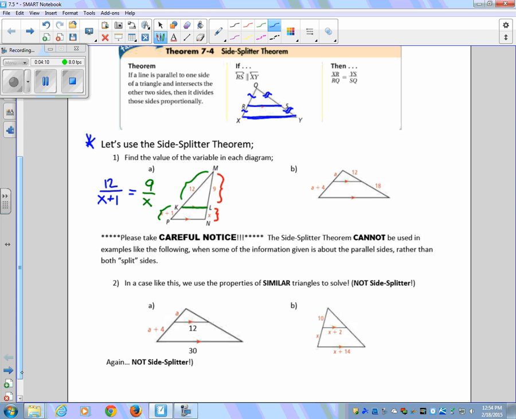So let's look at how we would solve this. Cross multiply: 12x equals, remember to use parentheses, 9 times x plus 1, and you're going to get 9x plus 9 equals 12x. Subtract 9x from both sides, and you get 9 equals 3x, and x equals 3.